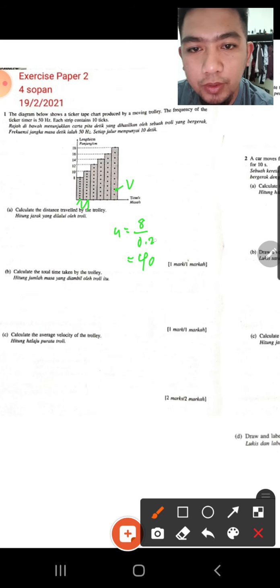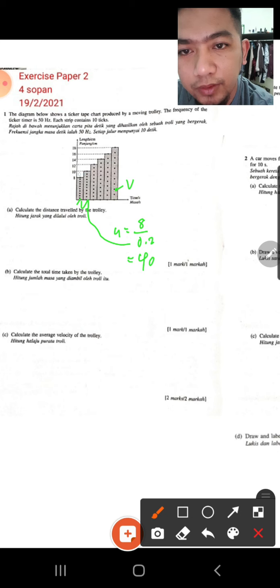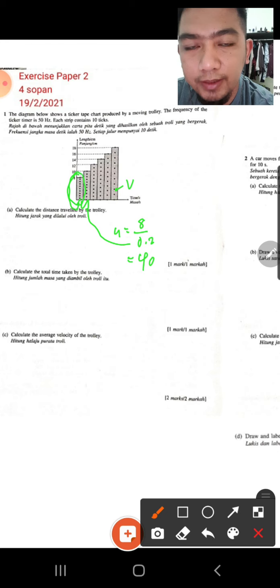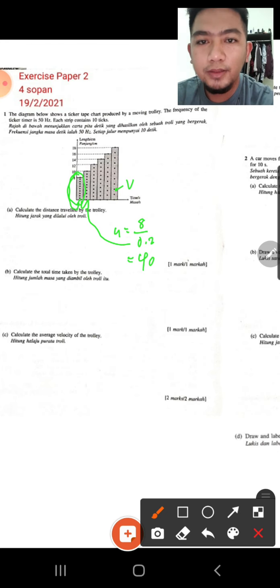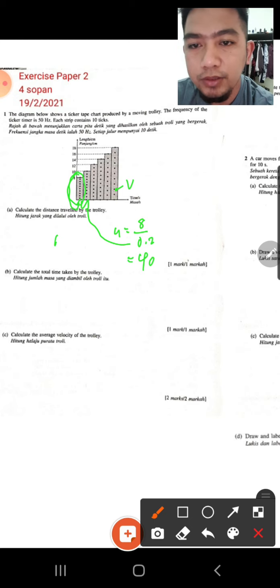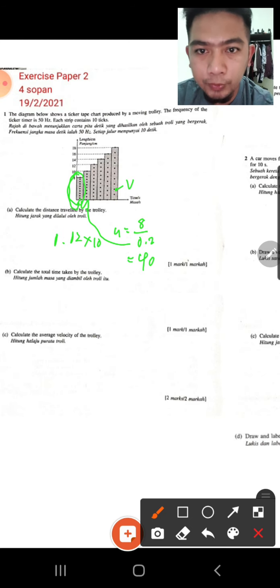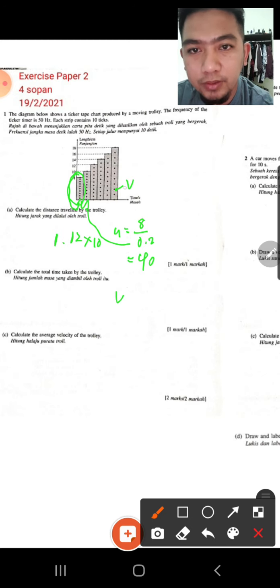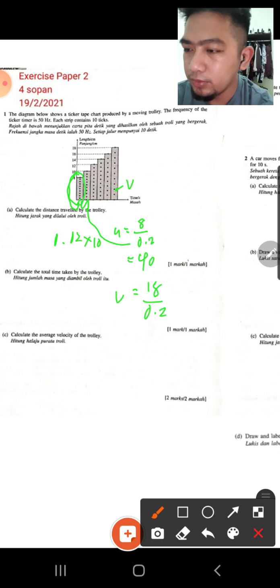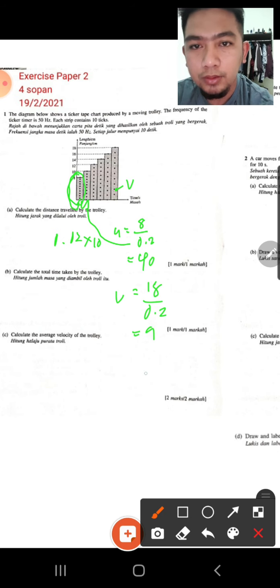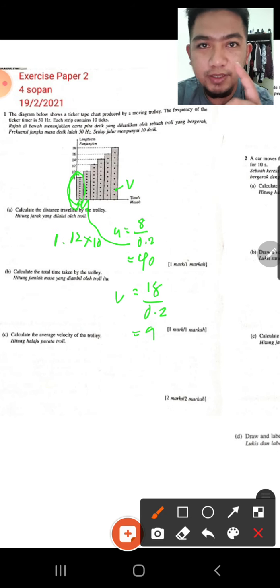Okay. Why 0.2? We need to refer to this strip only, okay? Just one strip. It has 10 spaces. Okay? 10 spaces. So that's why 0.02 times 10, you will get 0.2. For V, we look at the final velocity: the displacement is 18 divided by the same time, 0.2, and we will get 90.